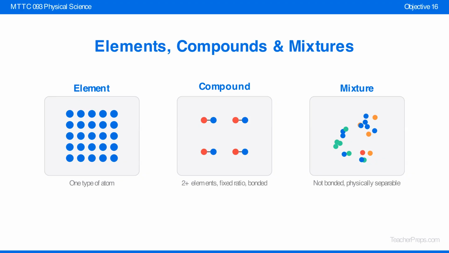Here is the key difference for your exam. Compounds can only be separated by chemical reactions. You cannot physically pull hydrogen and oxygen out of water. You need electrolysis. But mixtures can be separated by physical methods like filtration, evaporation, magnetism, and distillation.